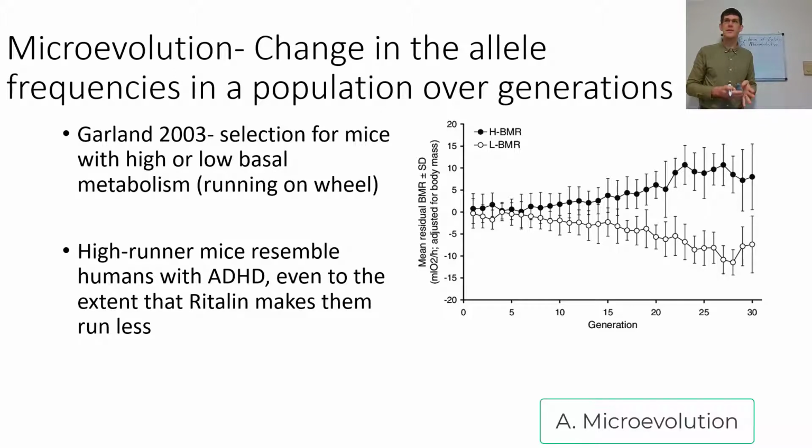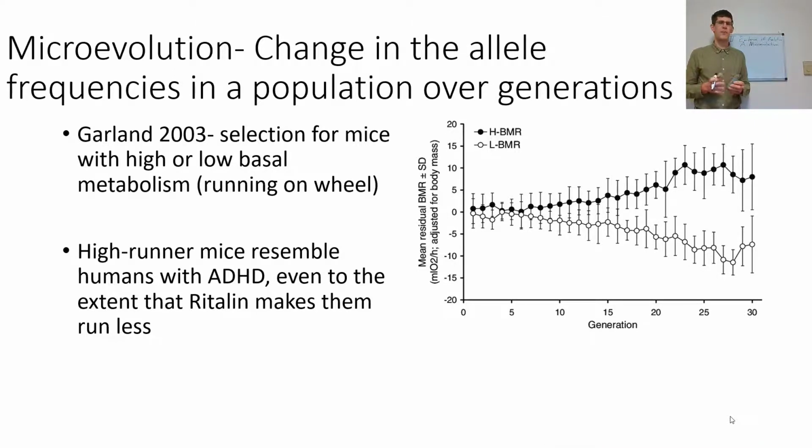Microevolution is a great evidence of evolution because it is evolution, just on a smaller scale. So Garland in 2003 actually did natural selection for mice that had a high basal metabolism, the HBMR, or a low basal metabolism, the LBMR. And what he was looking at was mice running on a wheel. Certain mice ran on a wheel more often than others.